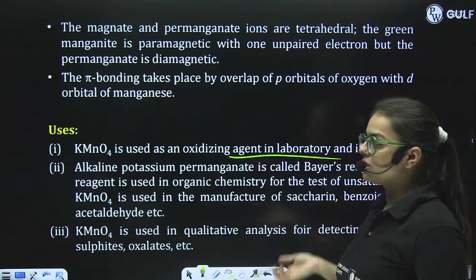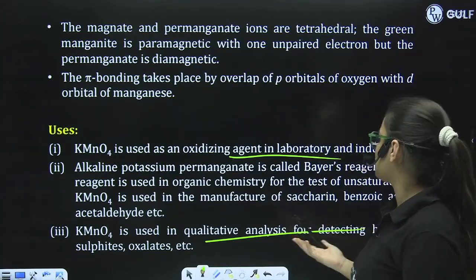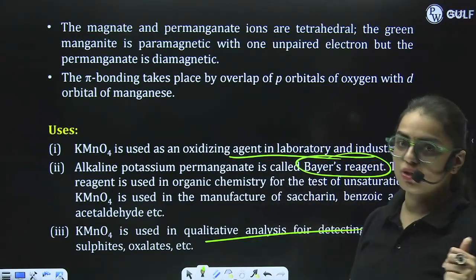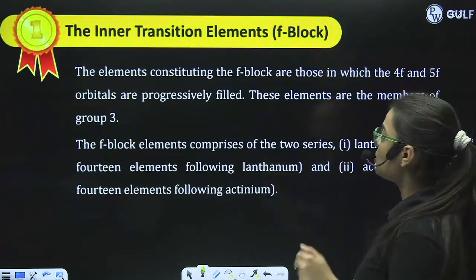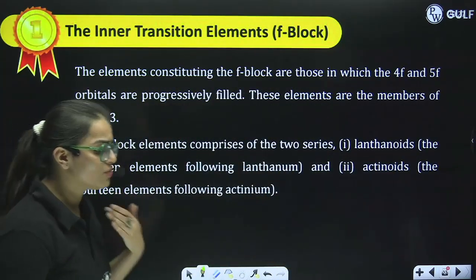Uses: it is being used as an oxidizing agent, used in qualitative analysis, used in organic chemistry. Okay, and alkaline potassium permanganate is also known as Baeyer's reagent. Clear, everyone? So this was about the compounds of the d block elements. Now we are going to start with the f block elements, and it is very easy.